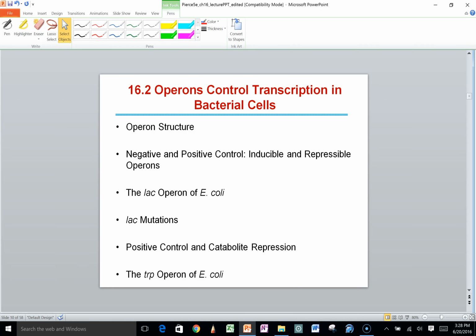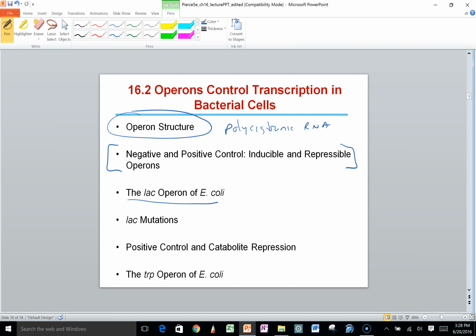What this chapter is really about are operons, and that's how bacterial genes are structured. This will get into the idea of polycistronic RNAs again, and we'll talk about negative and positive control, and inducible and repressible operons. This is a very confusing part of this chapter, so we're going to skim over it a little bit, because you can have negative inducible, negative repressible, positive inducible, and positive repressible operons, and it's a little bit weird to keep it all straight.